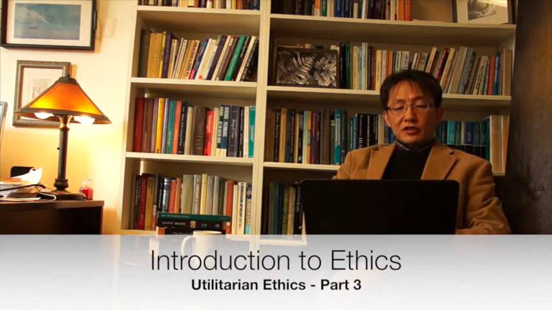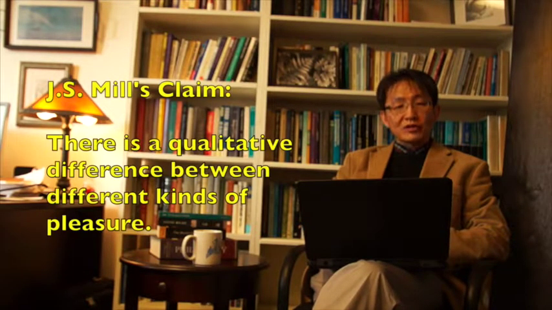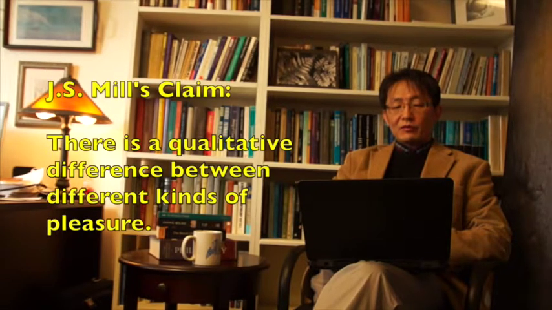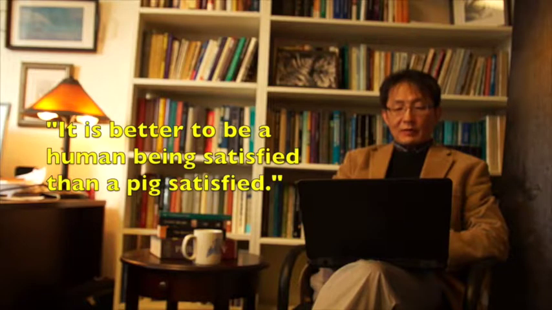In this third section, we want to talk about John Stuart Mill. John Stuart Mill clearly stipulates there are higher and lower pleasures. So according to him, some kinds of pleasures are more desirable and more valuable than others. He says this way: it is better to be a human being dissatisfied than a pig satisfied. It is better to be a Socrates dissatisfied than a fool satisfied.